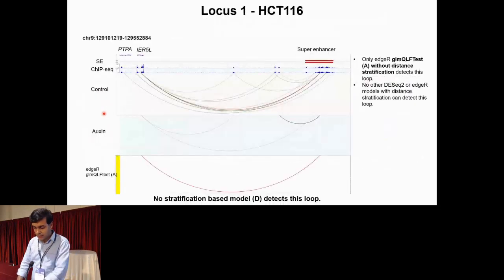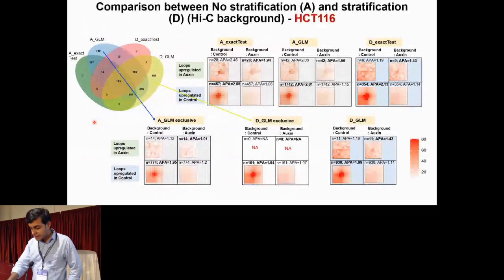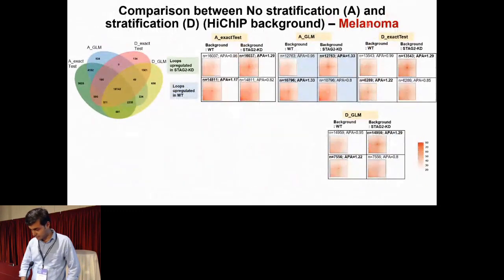And for the locus specific example, we didn't find this loop from the stratification models, whereas for the other example, Hakkar data, we found similar results between the stratification and the non-stratification version. For APS course, we found the stratification performs slightly better in the first colorectal cancer data, whereas for the second melanoma cancer data, we found very comparable performance. We cannot choose between those two.